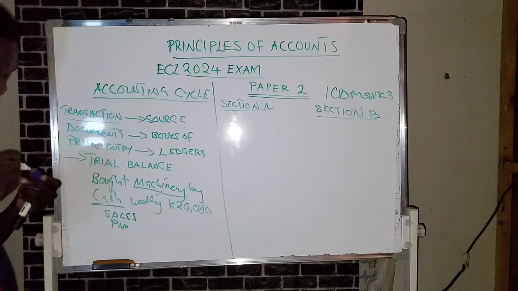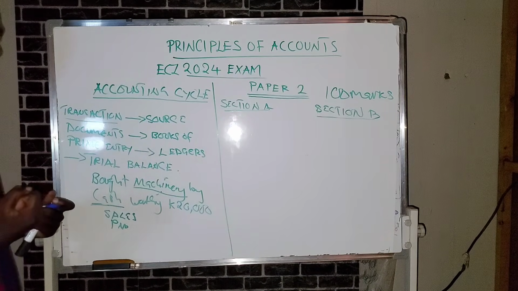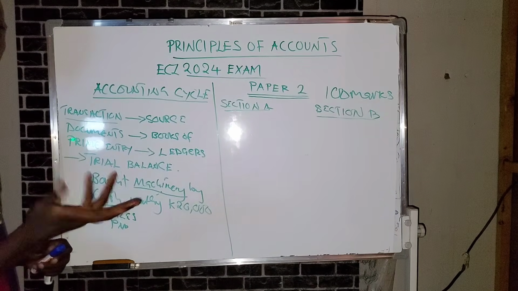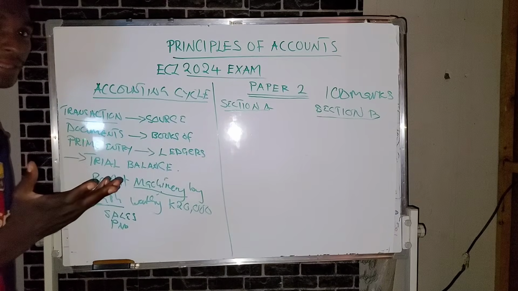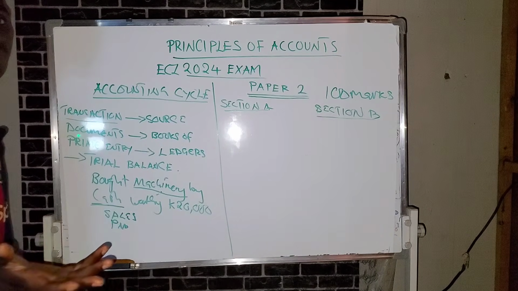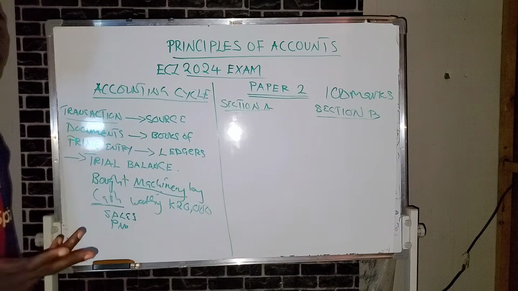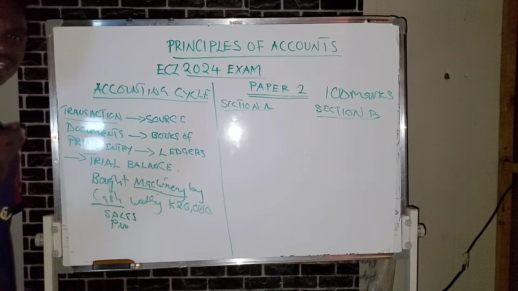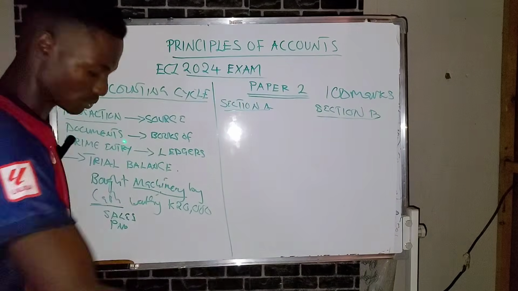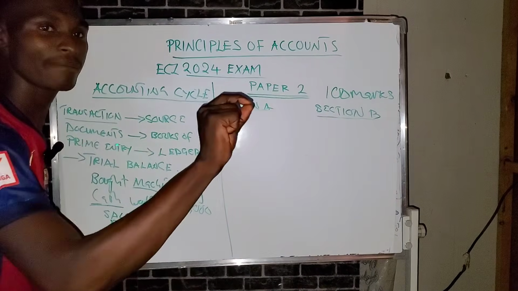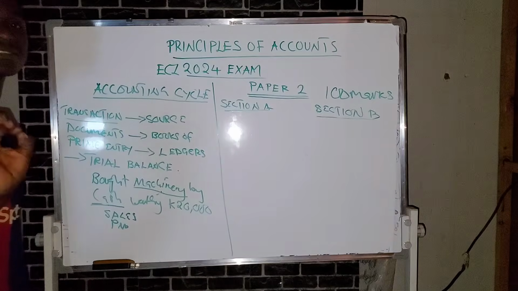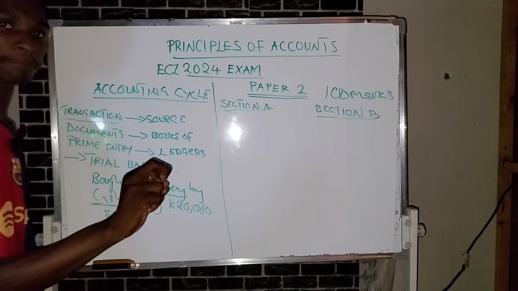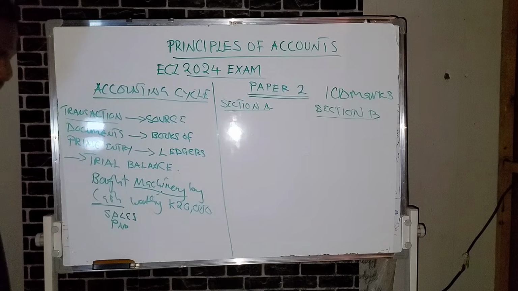Then there are instances where you bought something, then you discover that it's not the one that you intended to buy, maybe due to wrong description, wrong color or sizes, or maybe goods may get spoiled whilst on transit. So you may decide to return them. So that is the purchases returns day book. That transaction is prepared in the purchases returns day book.